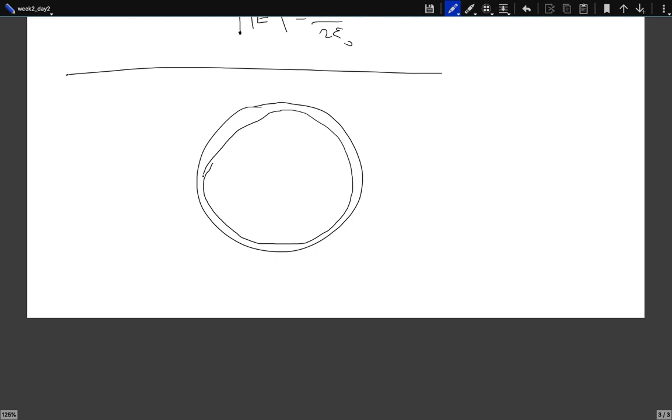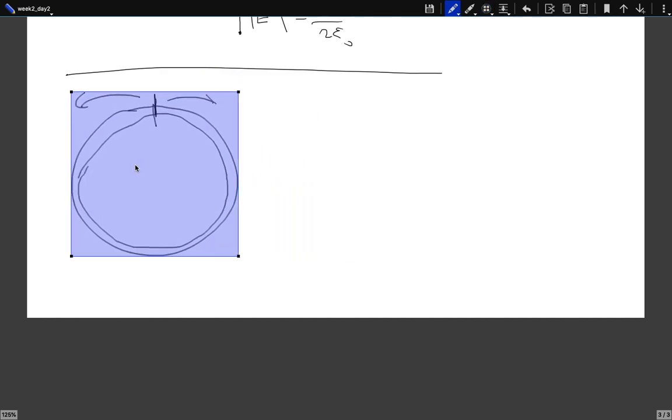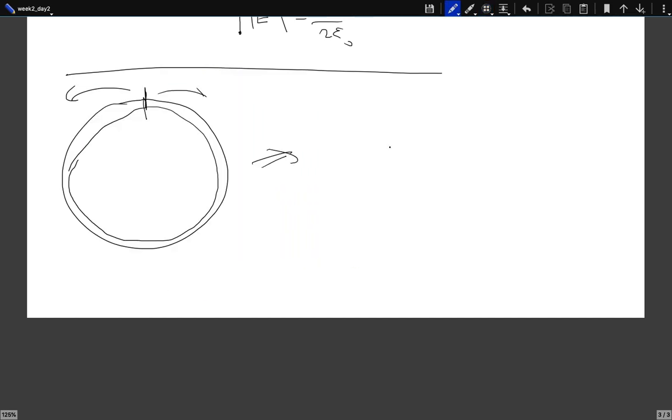Now you are looking from the side. This is my ring. Now what I do is I just cut my ring and open it up. What you will get if you open it up is this shape.